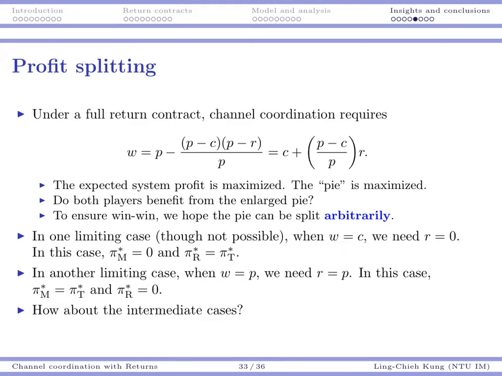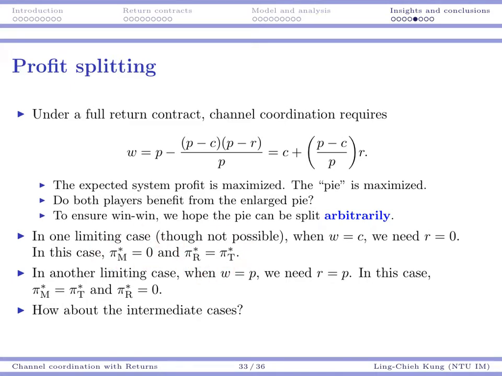Suppose W is C. That means I, as a wholesaler, set the wholesale price to be my cost. As we mentioned, then R should be 0. In this case, as a manufacturer, I earn nothing. When I sell, I earn nothing, though I don't need to pay any return credits. And if I get nothing, that means the retailer gets everything.